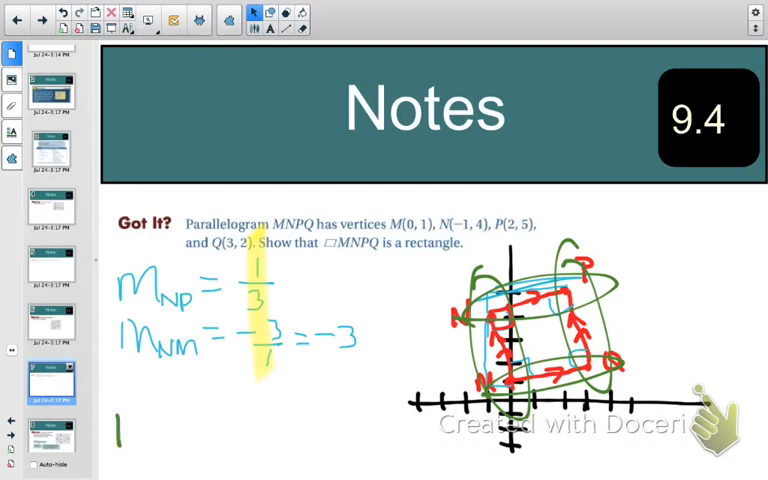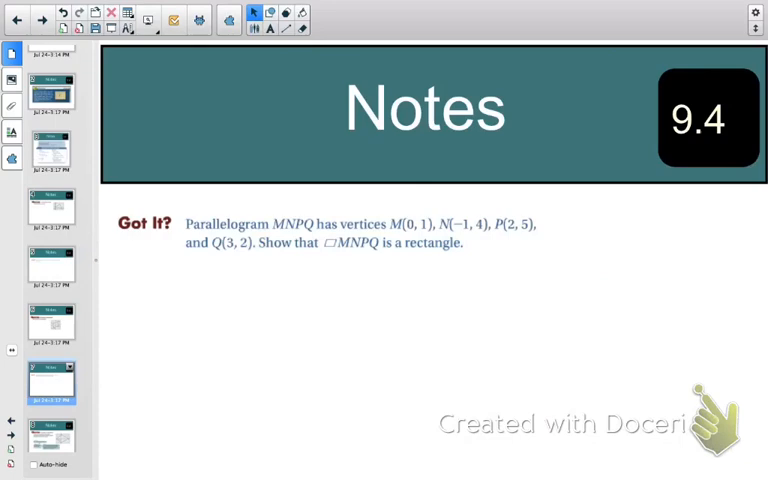Okay, so we can say that NP is perpendicular, this is the symbol for perpendicular, to NM. And then all the rest of them are also perpendicular. So there are right angles and it's a rectangle.